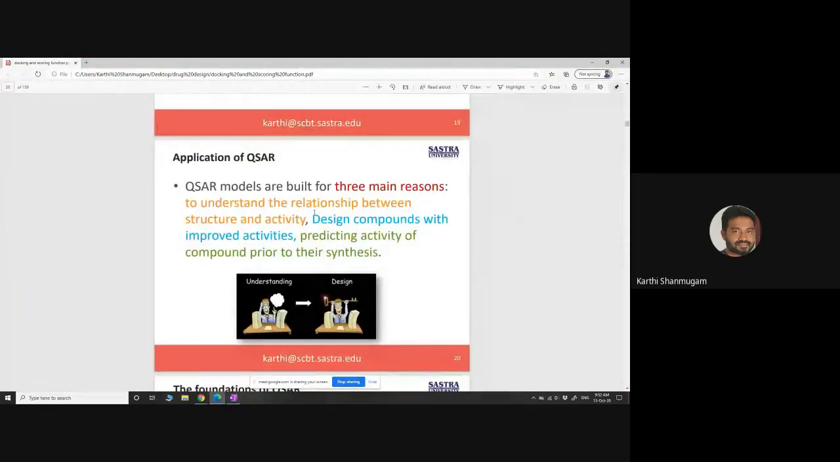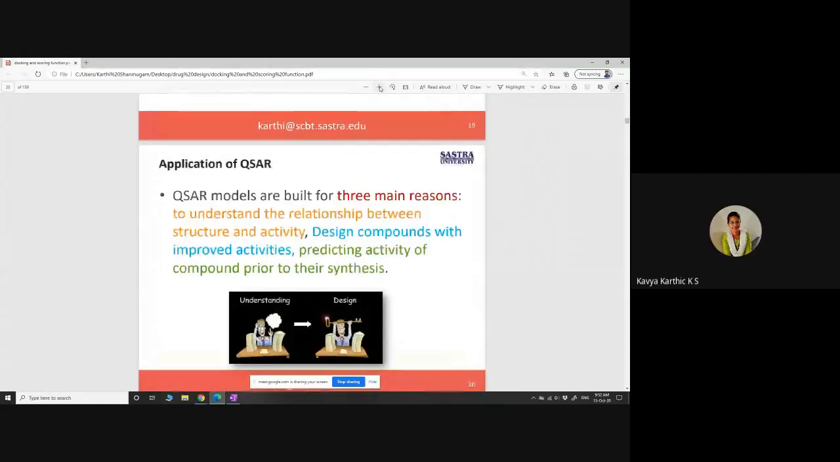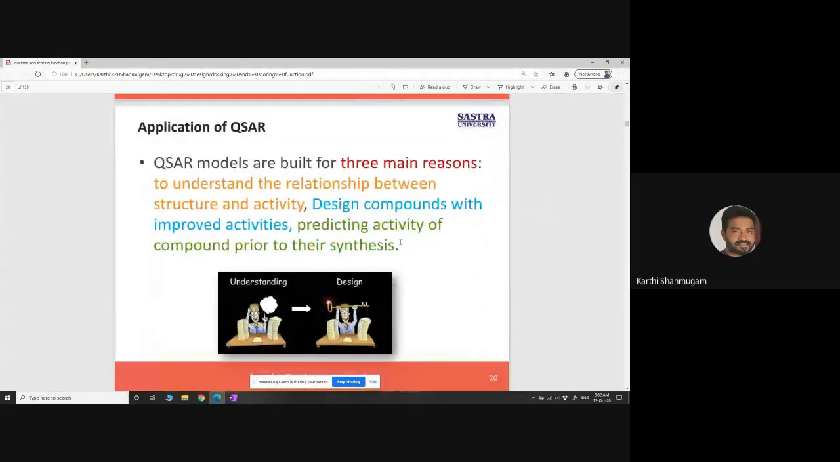I think this is the place where I stopped in the last lecture, right? Applications of QSAR. Yes, sir. So we have three major applications. The first one is understanding how the structure is related to the biological activity. We cannot relate the structure directly to the biological activity with the help of molecular descriptors, but we can make the relationship between the structure and the biological activity. So understanding how the structure is related to biological activity is the first major application of QSAR.